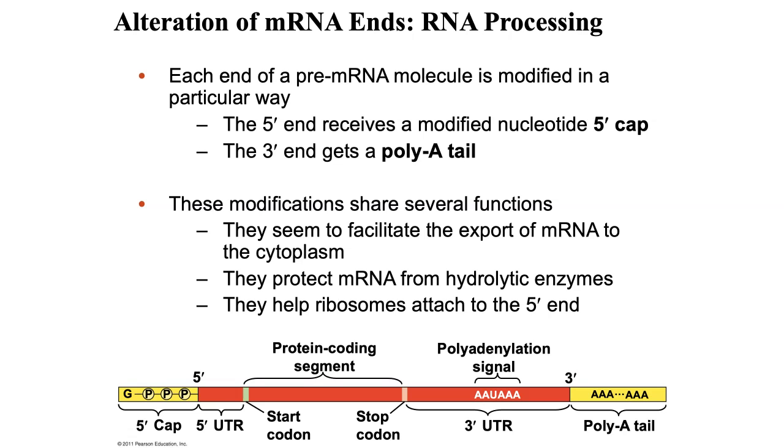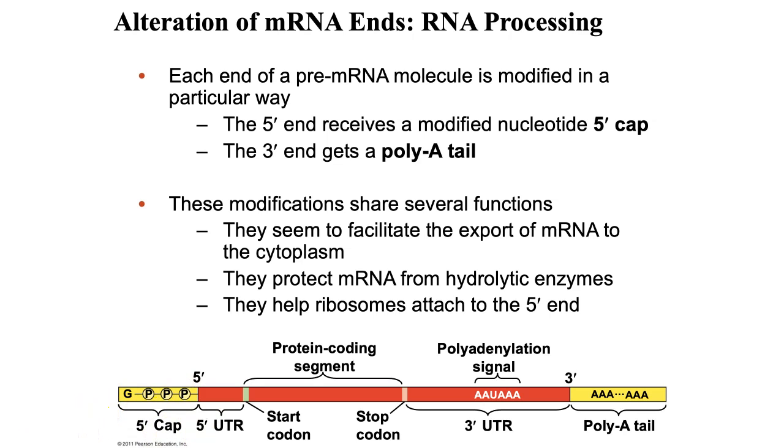These particular modifications seem to help facilitate the export of the mRNA into the cytoplasm, because again, remember, we are still in the nucleus and we need to get this mRNA out of the nucleus. So these modifications help export it. They protect the mRNA from hydrolytic enzymes, which are enzymes that would splice it and cut it, and they help ribosomes attach at the 5' end, as we'll see later in translation.